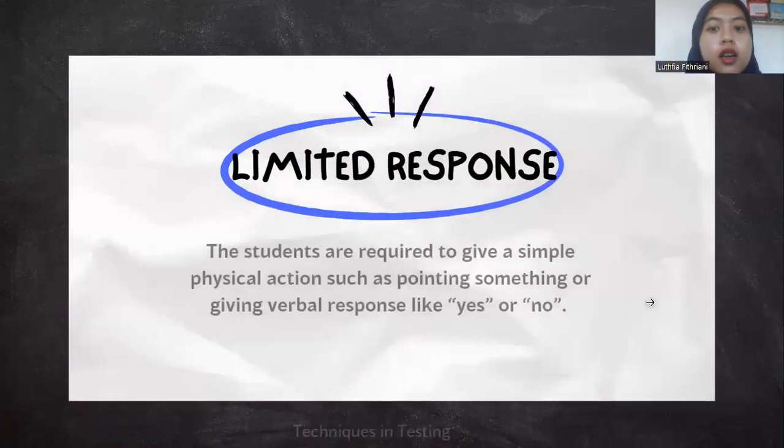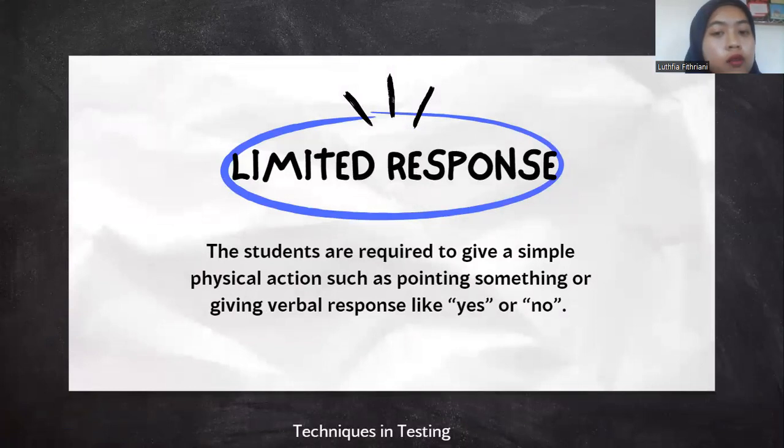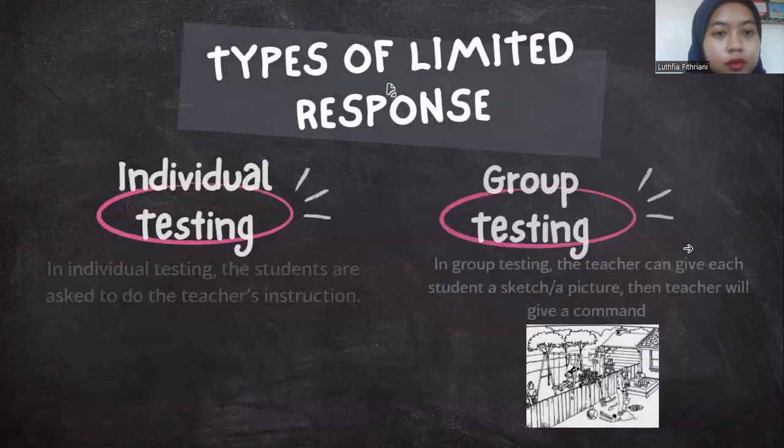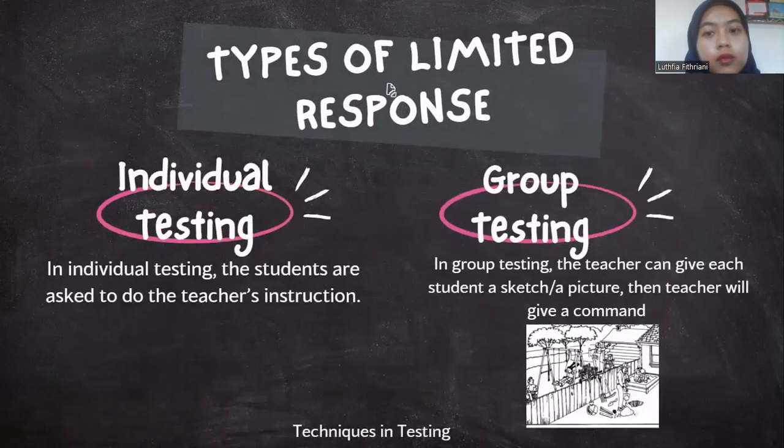Now let's start with the first type of vocab test, that is limited response. So limited response is usually used by the teacher to test vocabulary mastery of the student in the beginning level. In limited response, students are required to give a simple physical action, such as pointing at something, or giving a verbal response like yes or no. Limited response can be done in two ways, individual testing and group testing.